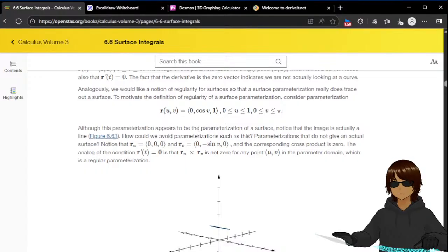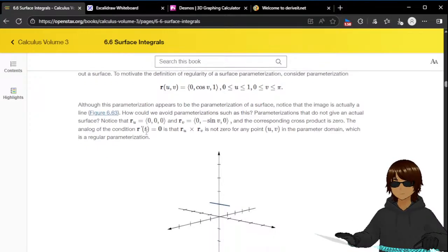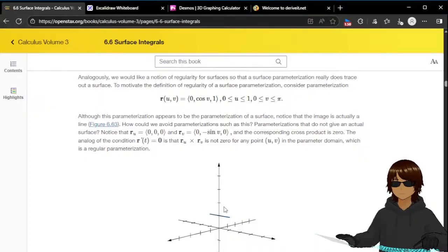Although this appears to be a parameterization of a surface, notice that the image is actually a line. How could we avoid parameterizations such as this that do not give an actual surface? Notice that r_u is <0, 0, 0> and r_v is <0, -sin v, 0>. The corresponding cross product is 0. The analog of the condition that the derivative of r is not equal to 0 is that the cross product is not 0 for any point (u,v) in the parameter domain, which is a regular parameterization.